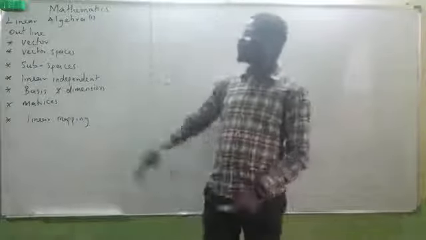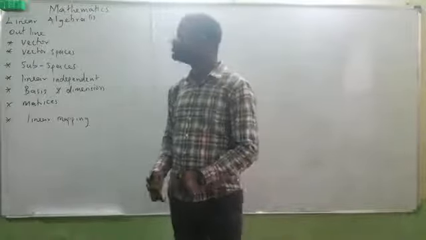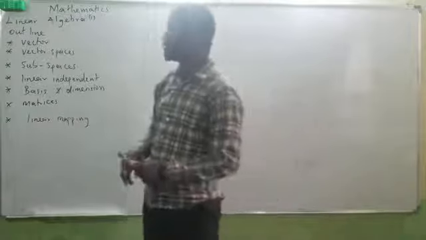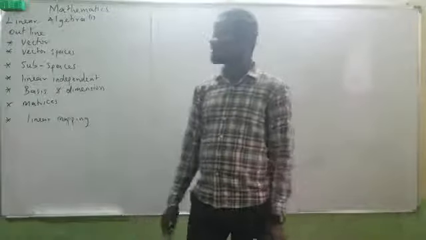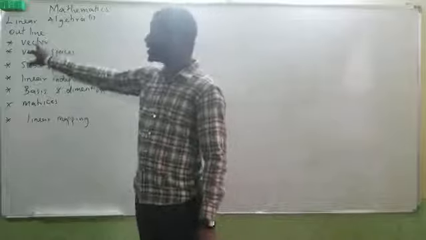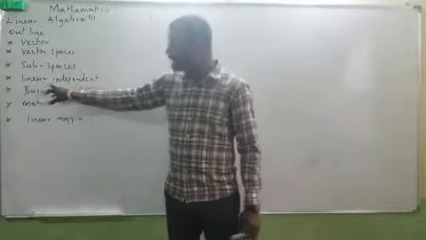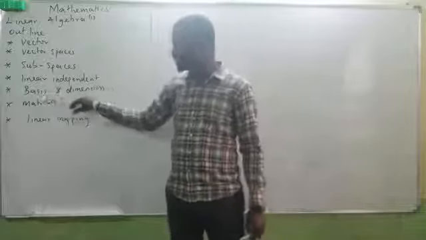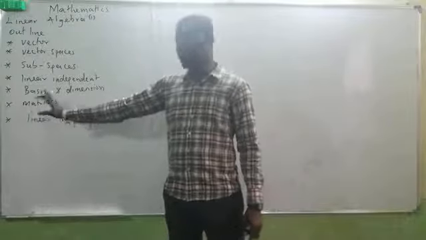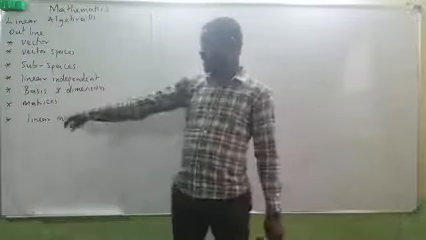In this video, I'll be working on linear algebra 2. Linear algebra 1, which is a very simple part of mathematics, has the outline: vector space, subspace, linear independence, basis, dimension, matrix. I think we have a lot of videos for you on matrix now, and the linear mapping.